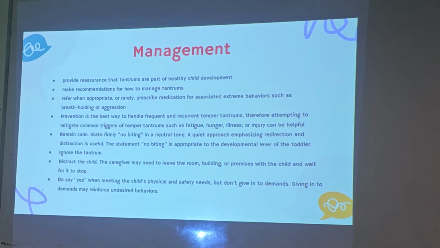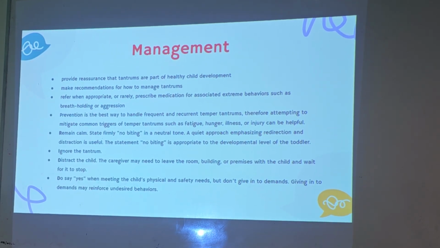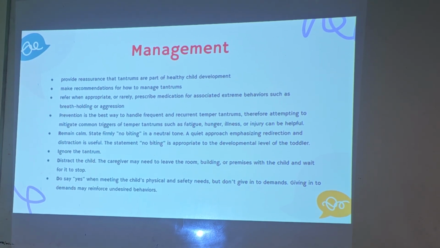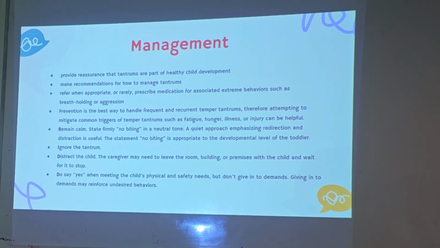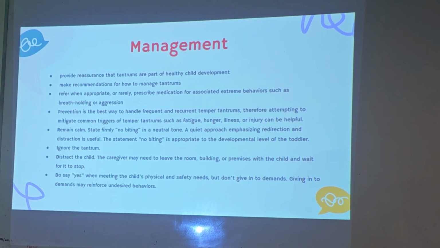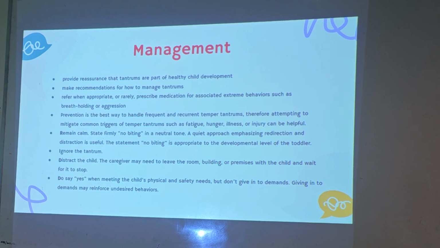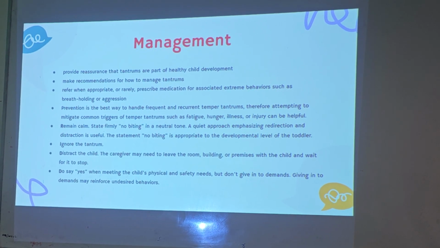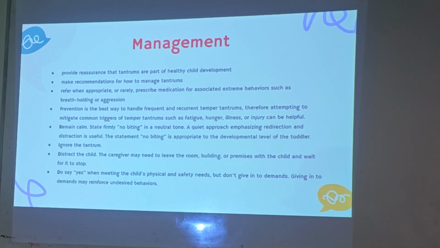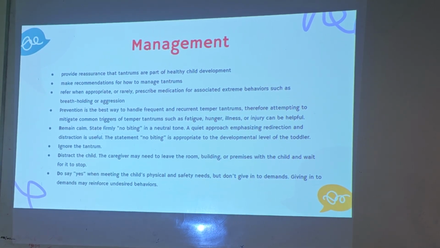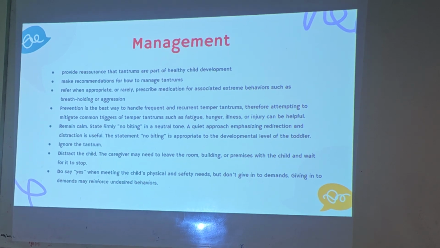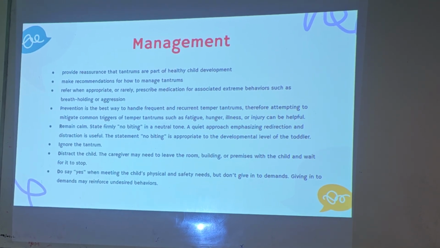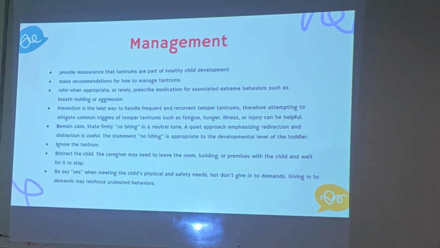The second thing is ignore the tantrum. This is one of the recommendations, because if you keep on entertaining the tantrum, the child knows that, okay, the next time I want to get something, I can just throw a tantrum and my parents will allow me to do so. In a way, you are reinforcing the child's behavior. And the third thing is you may distract the child, or you just leave the room or go somewhere and let the child have the tantrum and stop on its own.